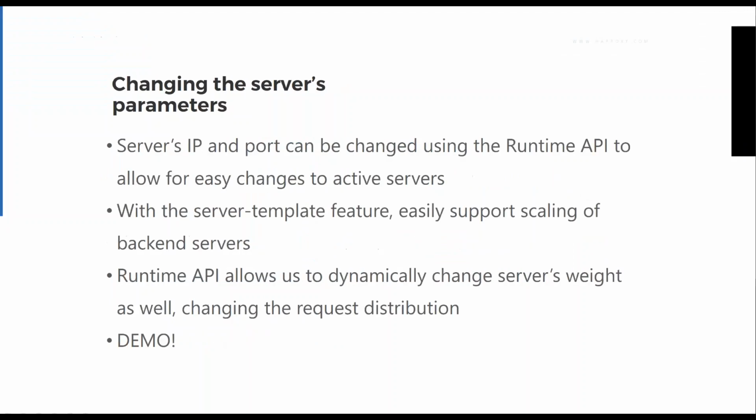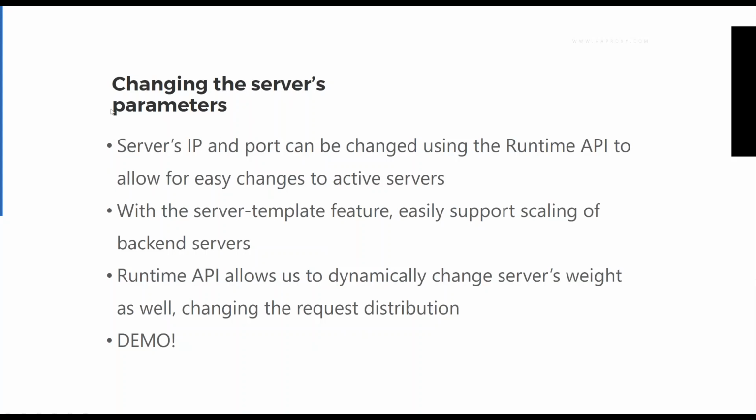So going back, let's actually do some API calls. Let's actually change something. So changing the server's parameters. So we can change the server IP and port, and this allows you to easily change which servers are available, how many of them you have, which of them should be accessed, and anything else that the client might need.